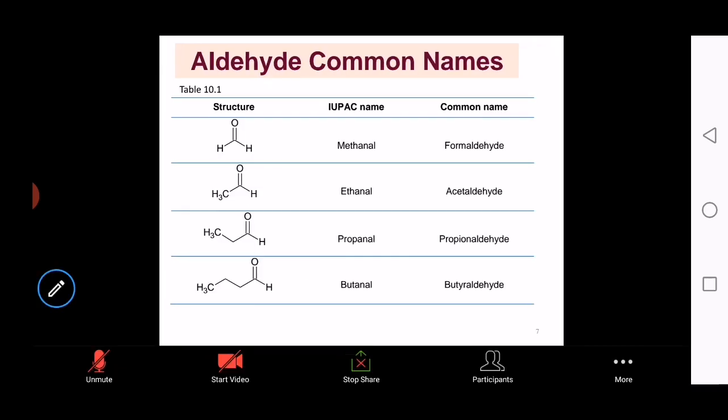And then next, this is aldehyde common names. So the first carbon, the IUPAC name is methanal, common name formaldehyde. And then the second carbon, if the aldehyde has two carbons, ethanal, common name acetaldehyde, propanal, propionaldehyde, and butanal, butyraldehyde. Okay, you can take a look at the structure.